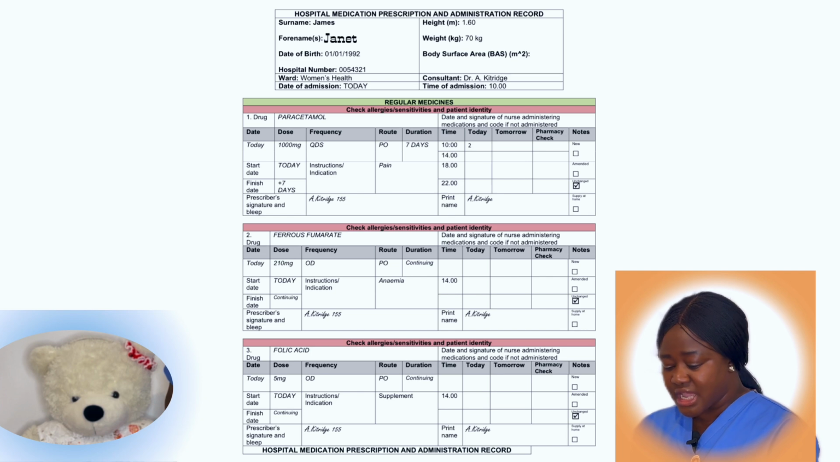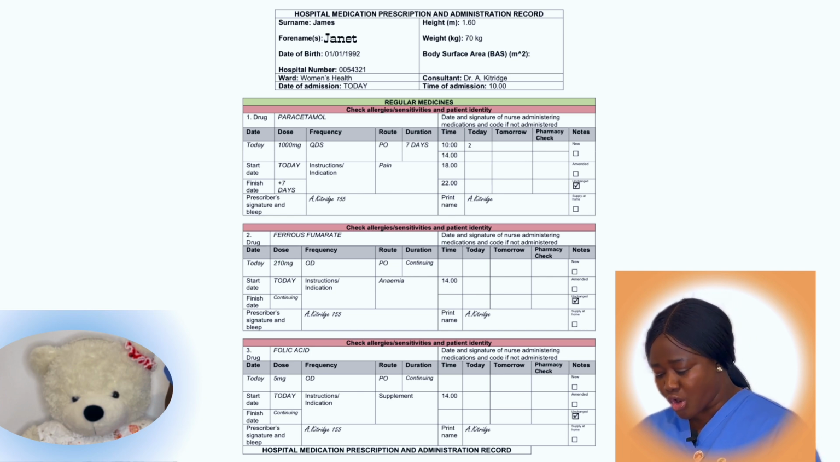I've got Janet James, 1992. All other details are correct. Under regular medication, I've got paracetamol. Date is today, dose 1000 milligram. Frequency is QDS, 4 times daily. Route is per oral. Duration is 47 days. Start date is today. Finish date is plus 7 days.